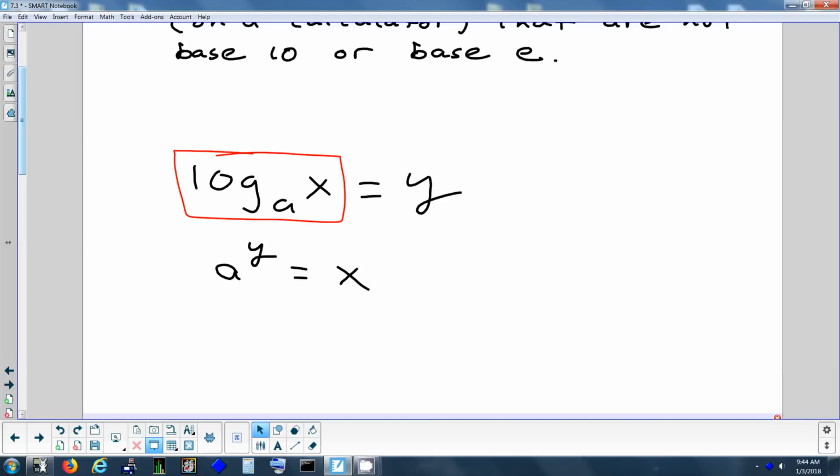Now, I'm going to do something that I don't think we've done before, but you're allowed to do it. I'm going to take the log of both sides. You might be like, didn't I just get rid of the log? Yep, and now I'm going to take the log of both sides. And watch what happens. That's the log of the left, and that's the log of what's on the right.